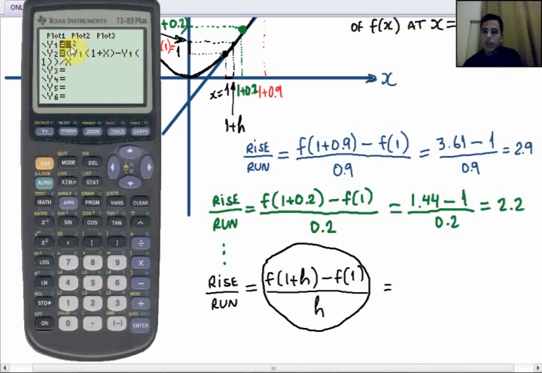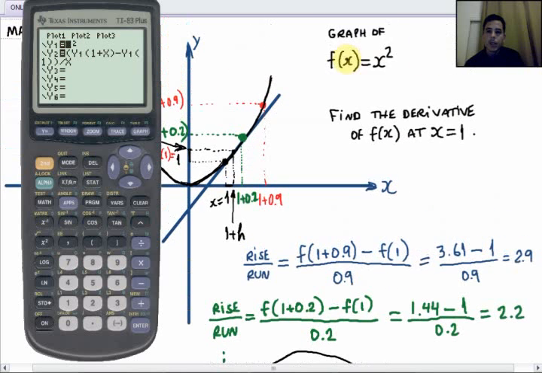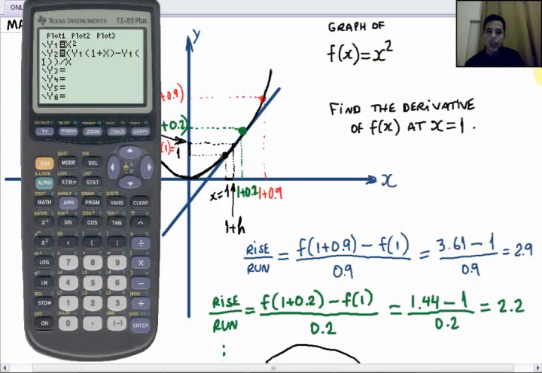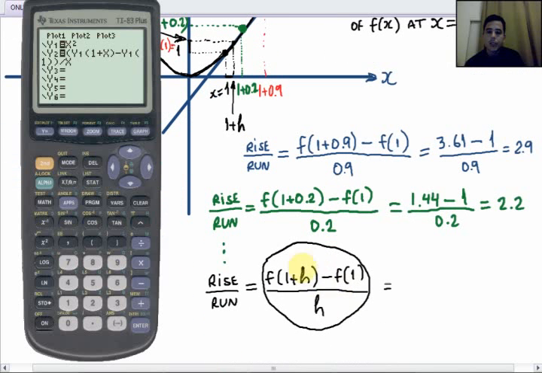Let me show this to you again. The first function, the y1, you put the original function here, f of x equals x squared. The second one, you put this formula here, the rise over run. We don't have h, so let's use x in here. So that's why you have y1 of 1 plus x minus y1 of 1. Okay, let's go back here to the main screen.